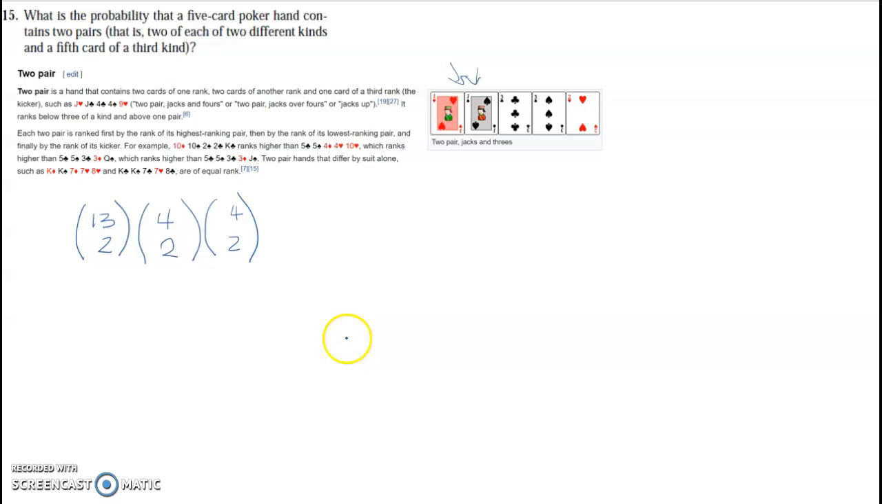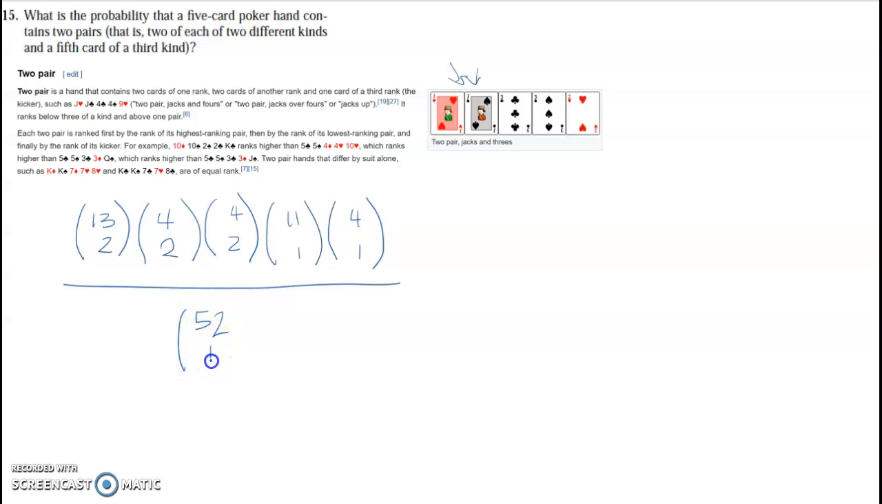All right, then you have to pick 1 more card. Then we have to choose the value of the other card. Okay, so that's going to be 11 choose 1, since we have chosen 2 from the 13. And then from its suit, that's going to be 4 choose 1. All right, so this is our numerator, and on our denominator, this would be our usual 52 choose 5.